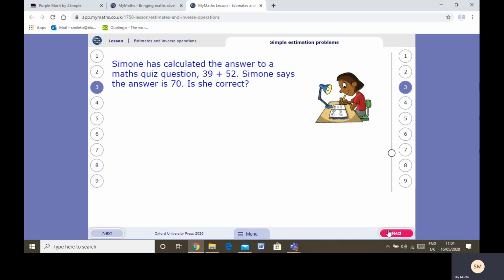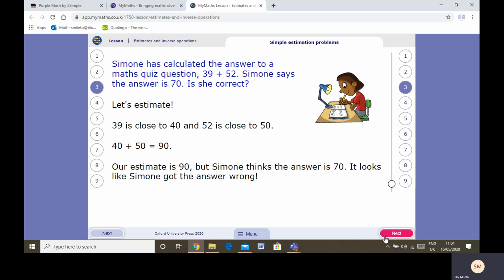One more. Simone has calculated the answer to a maths quiz question, 39 plus 52. She says the answer is 70. Is she correct? 39 is close to 40 and 52 is close to 50. So I'm going to do 40 plus 50 equals 90. Our estimation is 90, but Simone thinks the answer is 70. Now there's 20 numbers difference between 70 and 90, so it looks like Simone's probably got the answer wrong.